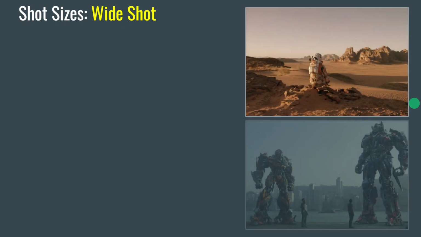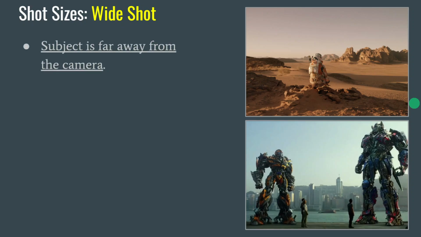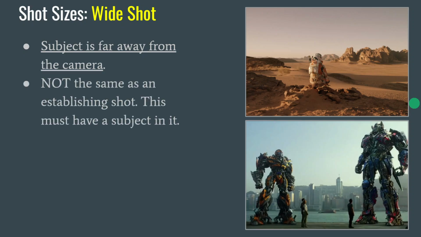Next up is the wide shot, and the wide shot positions the subject far away from the camera. So you're zooming out wide. We practiced some of these already with our landscape photos, but we have a wide shot showing the character in this one. This one specifically needs to have the character. It's not the same as an establishing shot. A lot of people get these ones mixed up. The establishing shot is about location and just showing off the location. The wide shot focuses on our subject.